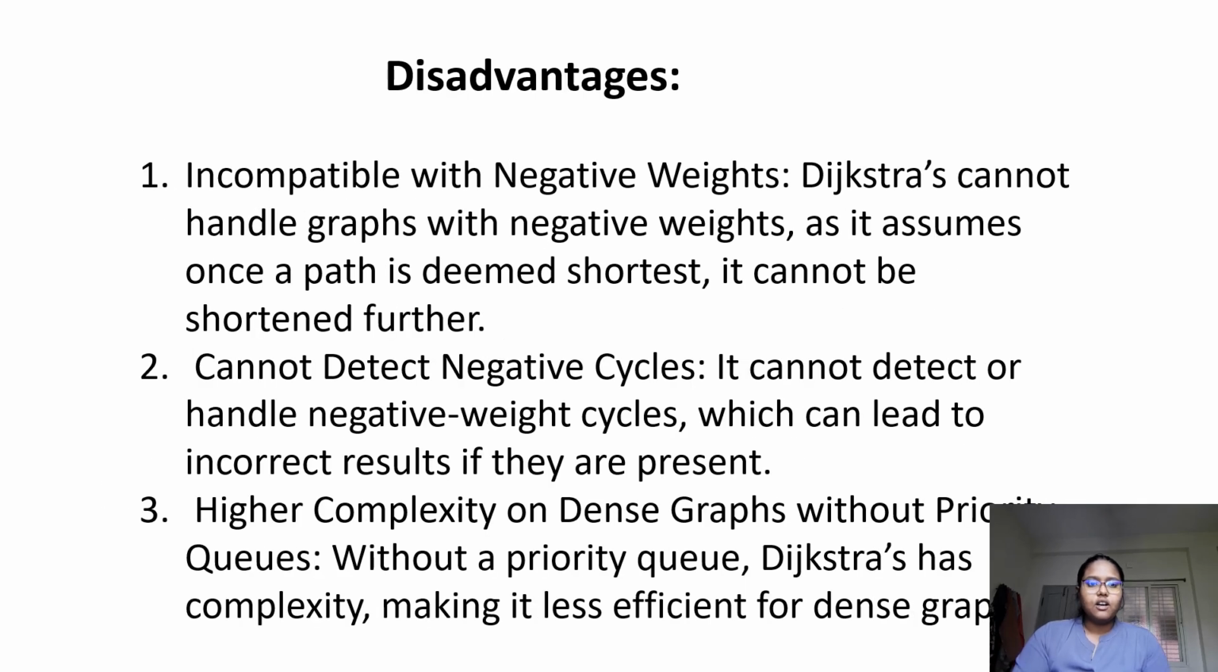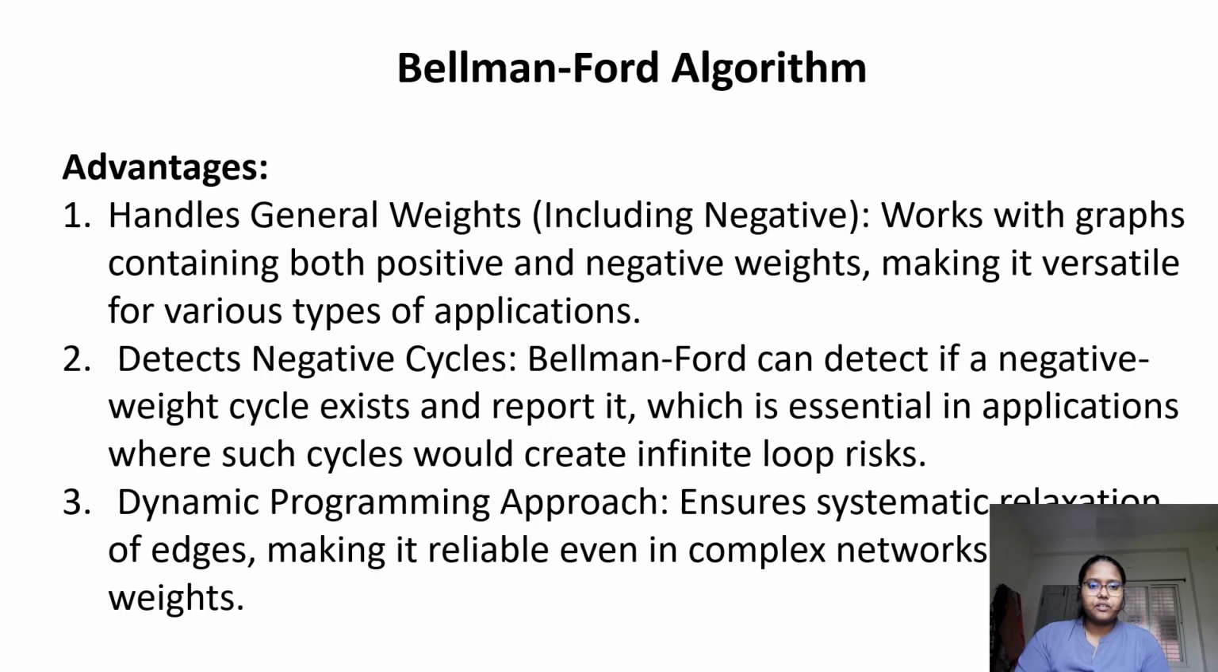Disadvantages: incompatible with negative weights. Dijkstra's cannot handle graphs with negative weights, as it assumes once a path is determined shortest, it cannot be shortened further. It cannot detect negative cycles. It cannot detect or handle negative weight cycles, which can lead to incorrect results if they are present. Higher complexity on dense graphs without priority queues. Without a priority queue, Dijkstra's complexity makes it less efficient for dense graphs.